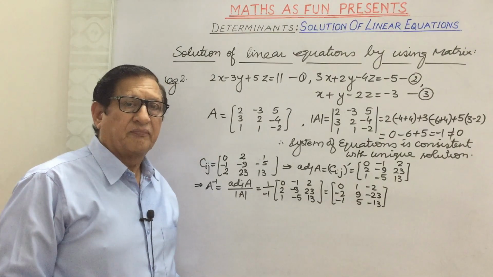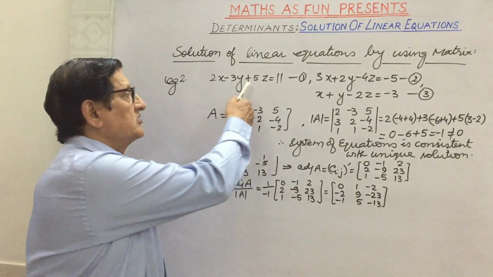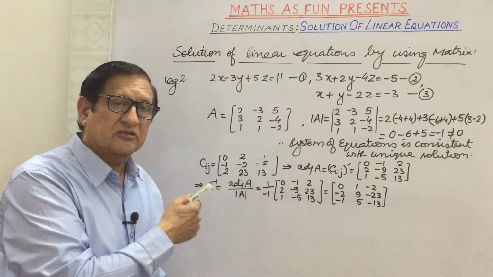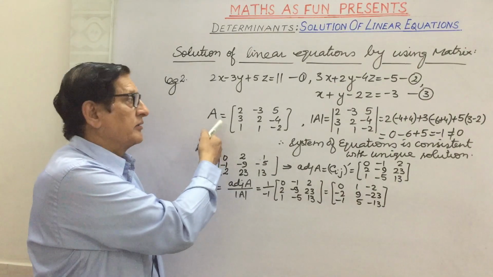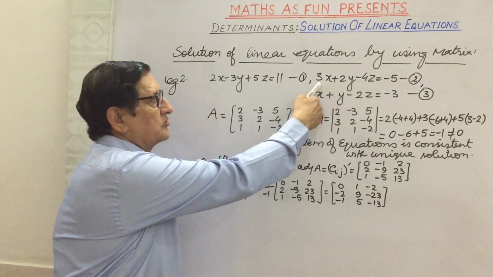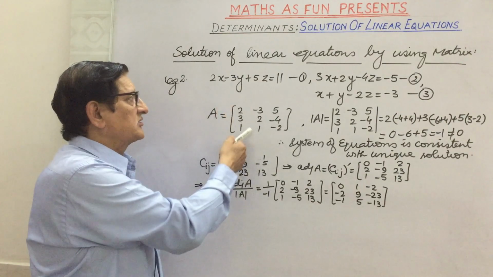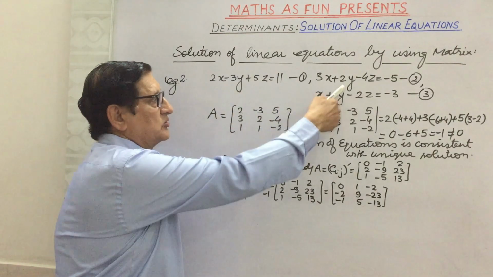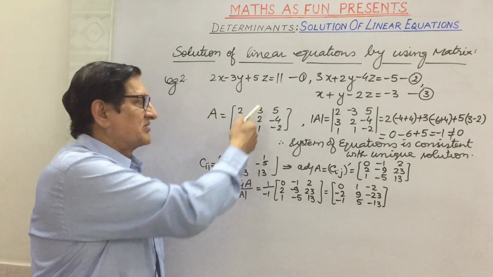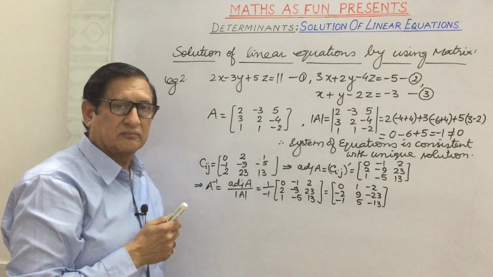Now we discuss a system of 3 equations with 3 variables. The equations are given here. First of all, we have to make the coefficient matrix, that is A, and here we are taking the coefficients of X, that is 2, 3 and 1. Coefficients of Y in the second column, minus 3, 2 and 1. Coefficients of Z in the third column, 5, minus 4, minus 2.